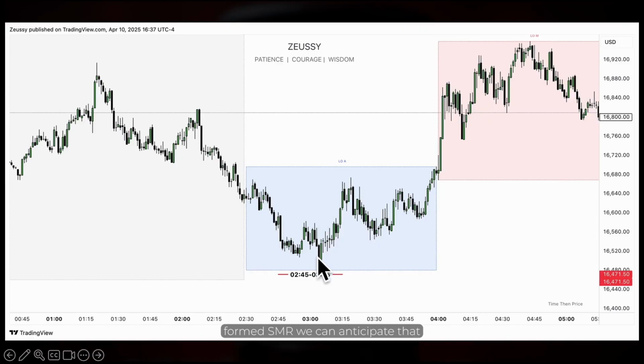And when we have formed the SMR, we can anticipate that we're likely going to see the next delivery taking place. When are we likely going to see that next delivery taking place? We're likely going to see it either shortly after the macro, or as you can see right here, time distortion takes place, and then throughout the next macro from 3:45 a.m. to 4:15 a.m., the real delivery takes place.